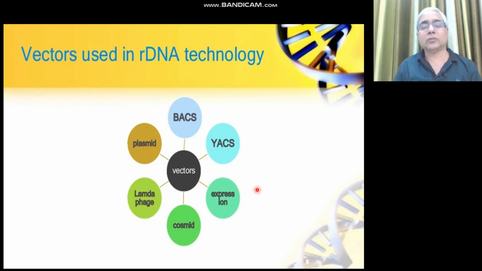Similarly, there are shuttle vectors. Shuttle vectors are the vectors which can carry the gene of interest both in prokaryotes and eukaryotes. This is our requirement during the experiment.